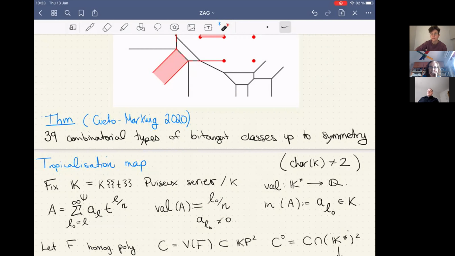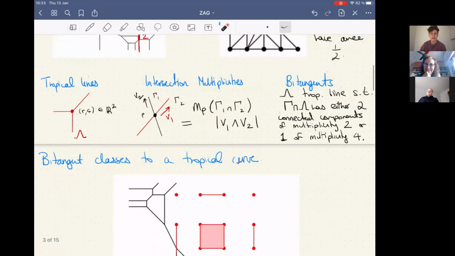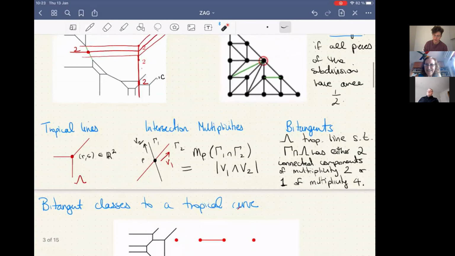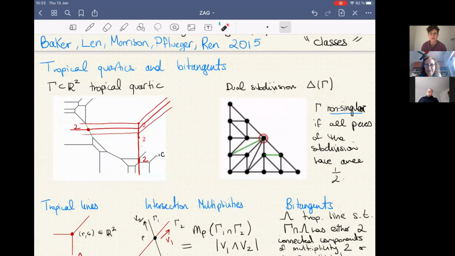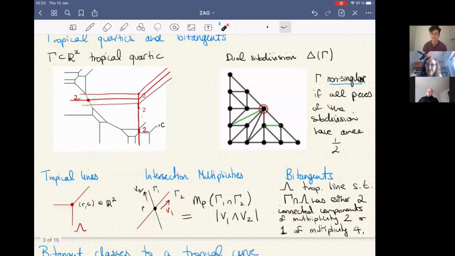There's a question in the chat. That's a good question. Do I consider lines with equations max x comma y? For my setup, if I'm looking at bitangents and I have a curve with a dual subdivision, kind of the max Newton polygon for a quartic curve, these will never be the bitangents. So you're right that there are different types of tropical lines that one should normally consider, but they will never be bitangents to the curves I'm considering, so I can just ignore them. Does that answer your question, Vilos? Yes, thank you. Okay.